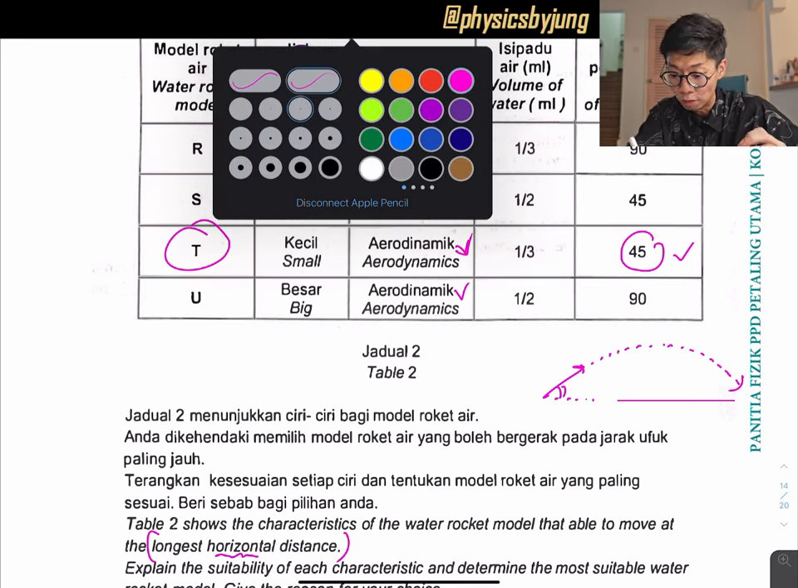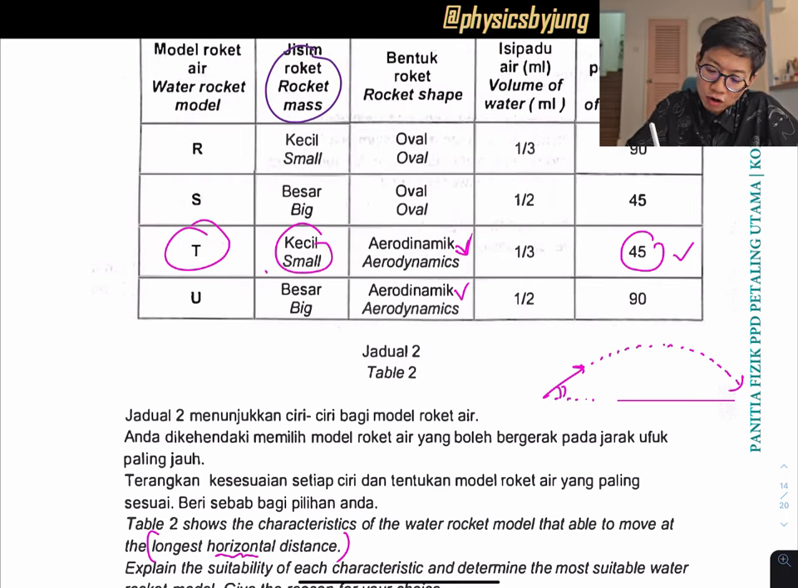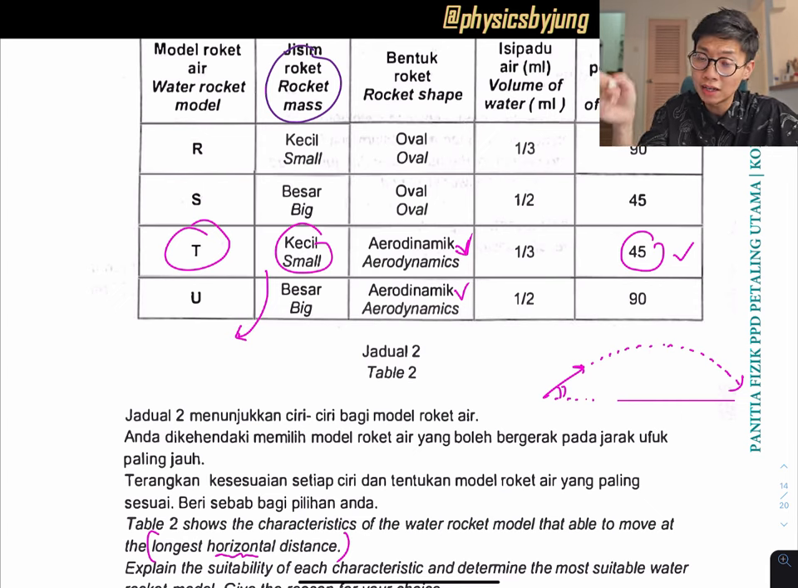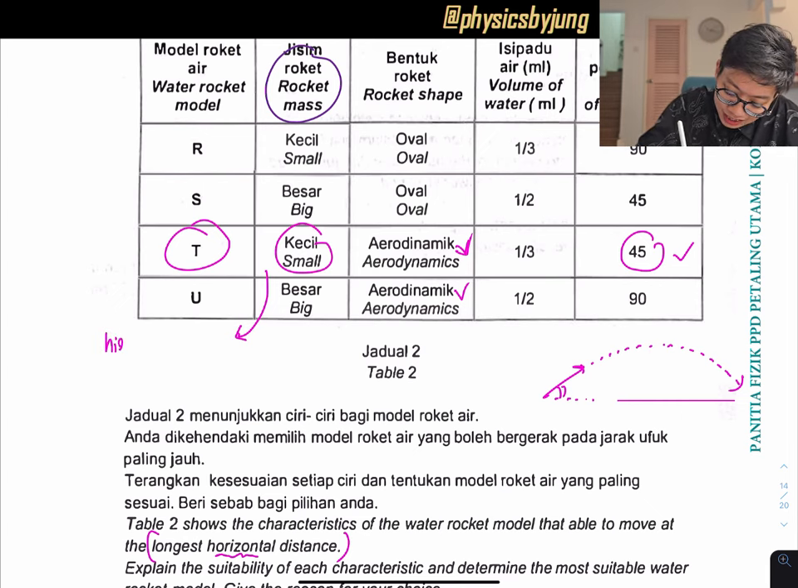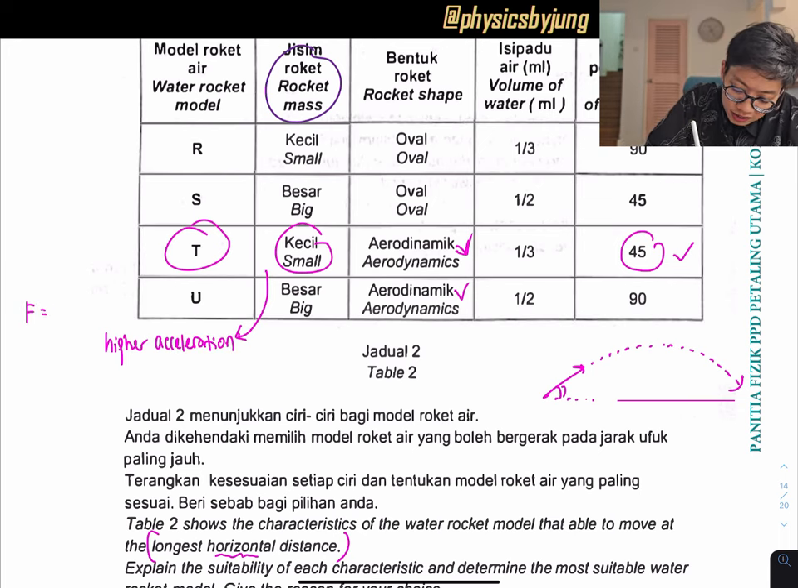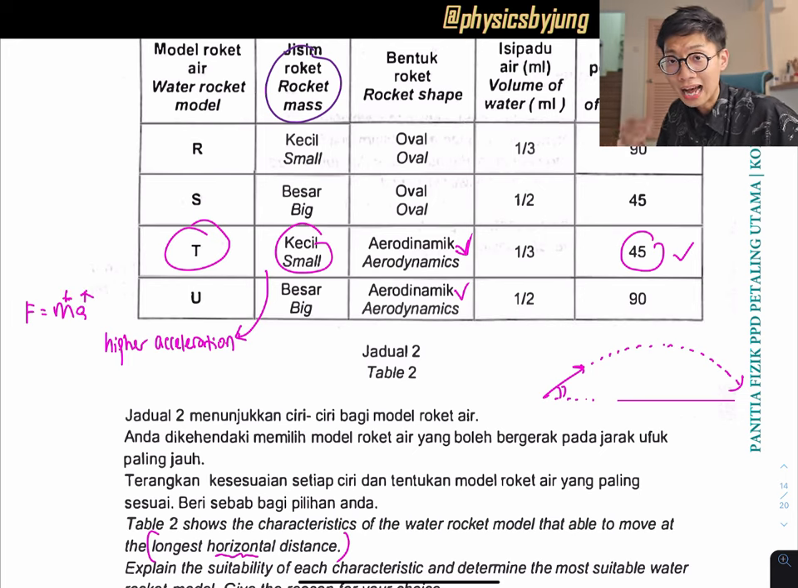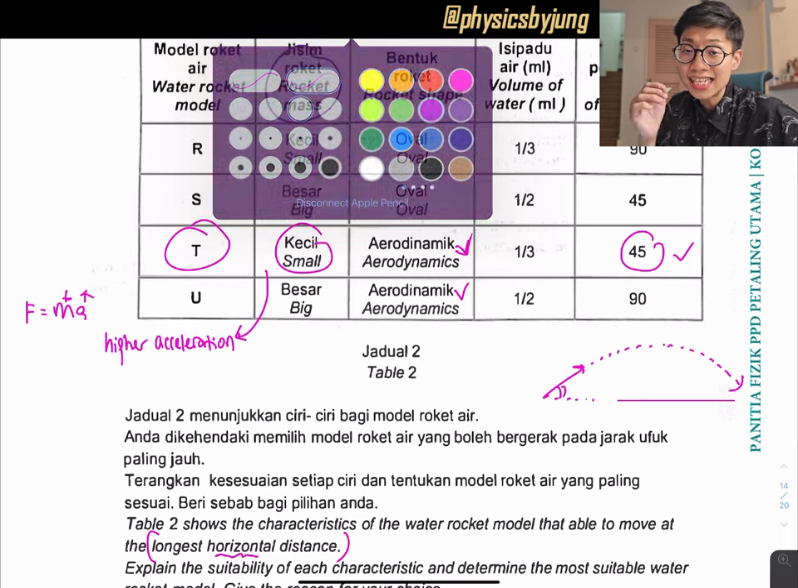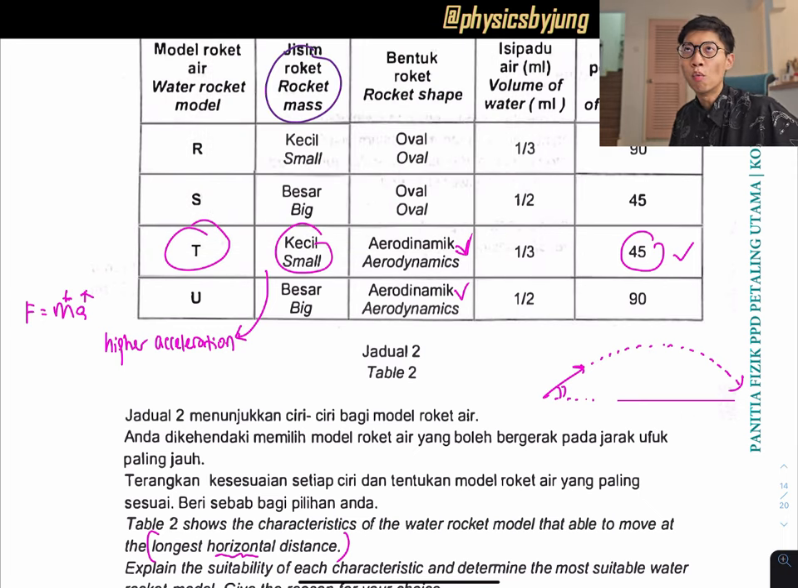So this one you cannot choose wrongly. Why must the rocket mass be small? Standard answer: the smaller the mass, and don't say higher velocity, the higher the acceleration. If you look at the formula, F is equal to ma. We realize that anything that is lighter will accelerate higher. Example, you cannot say that we want objects to be light so that they can have higher velocity.